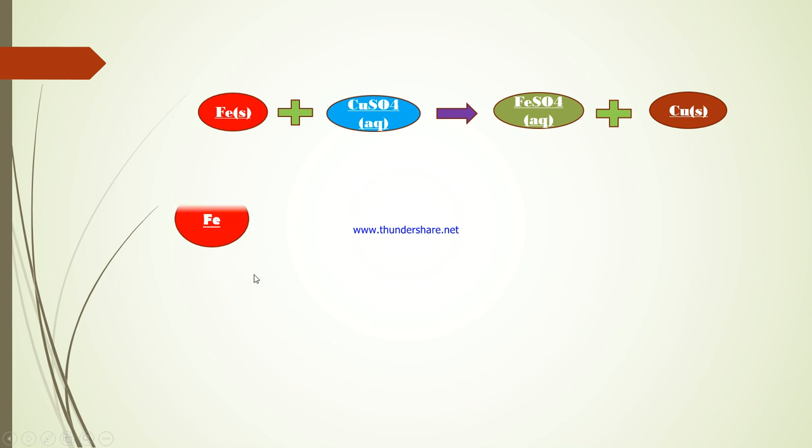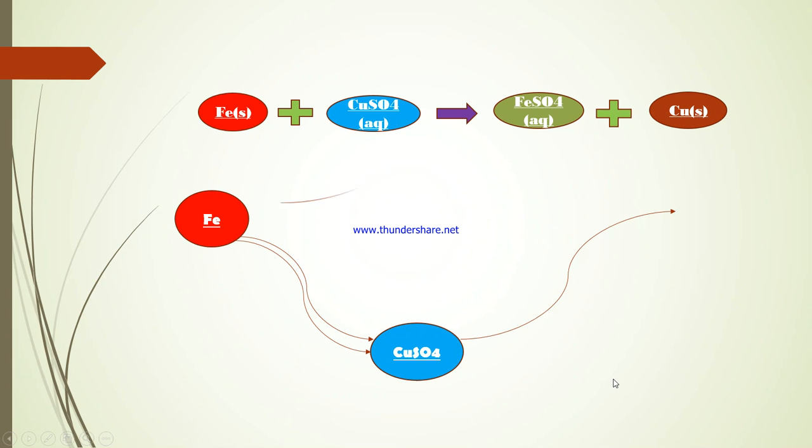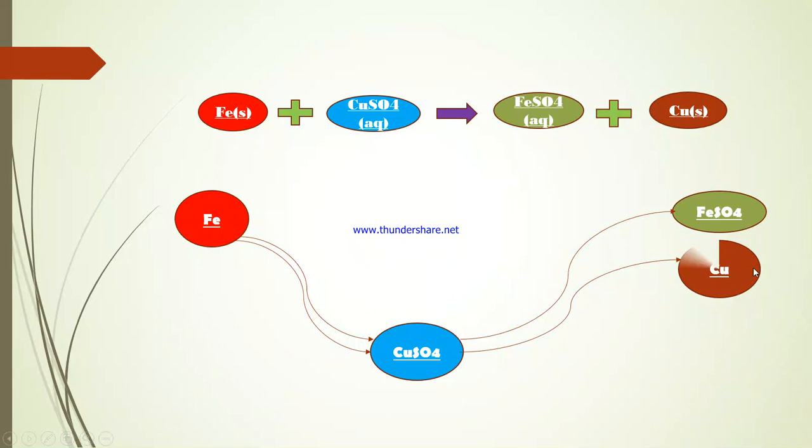Let us look at what actually occurs. Iron in the form of an iron nail combines with copper in the form of the blue solution of copper sulfate. Iron, being more reactive, displaces copper from the copper sulfate solution. And what is formed is a green solution of ferrous sulfate and copper in the form of brown deposition on the iron nail. So, this is all about the single displacement reaction.